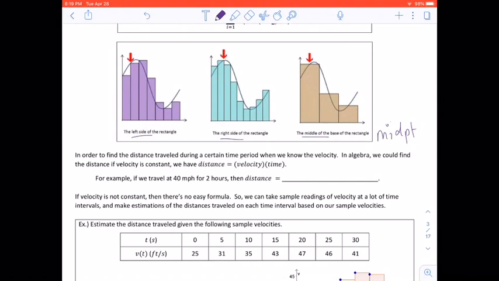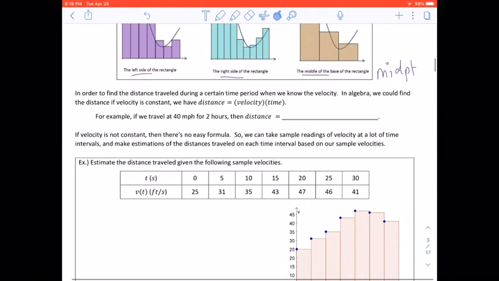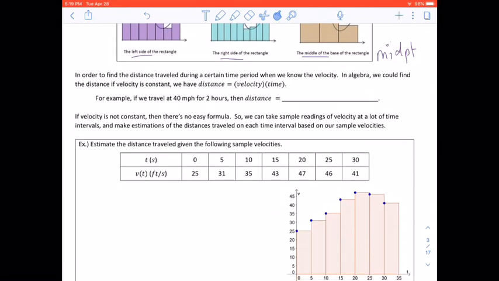It says in order to find the distance traveled during a certain time period, when we know the velocity in algebra, we could find the distance. If velocity is constant, we have distance equals velocity times time. For example, if we travel at 40 miles per hour for 2 hours, then distance, which is going to be our rate times time, is equal to 40 times 2, which is equal to 80 miles.